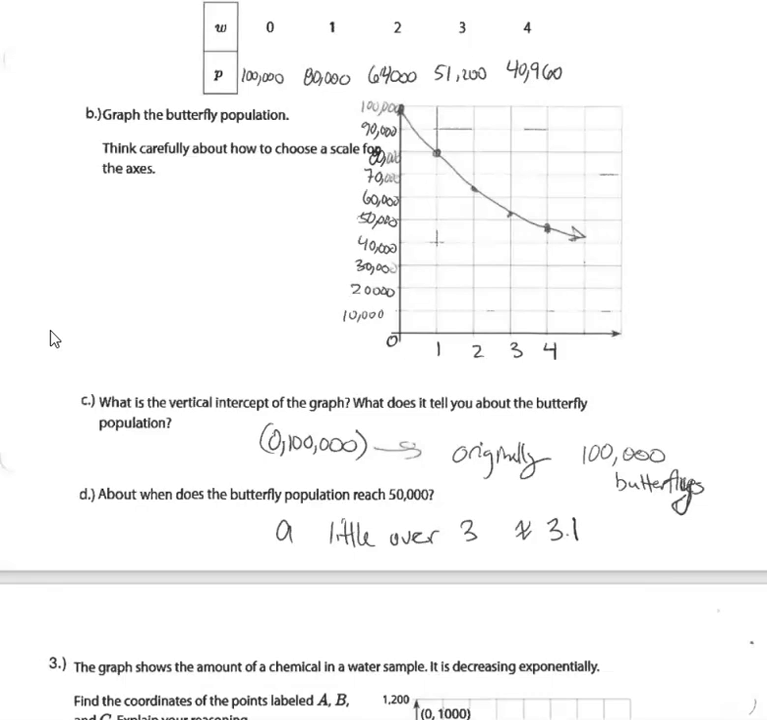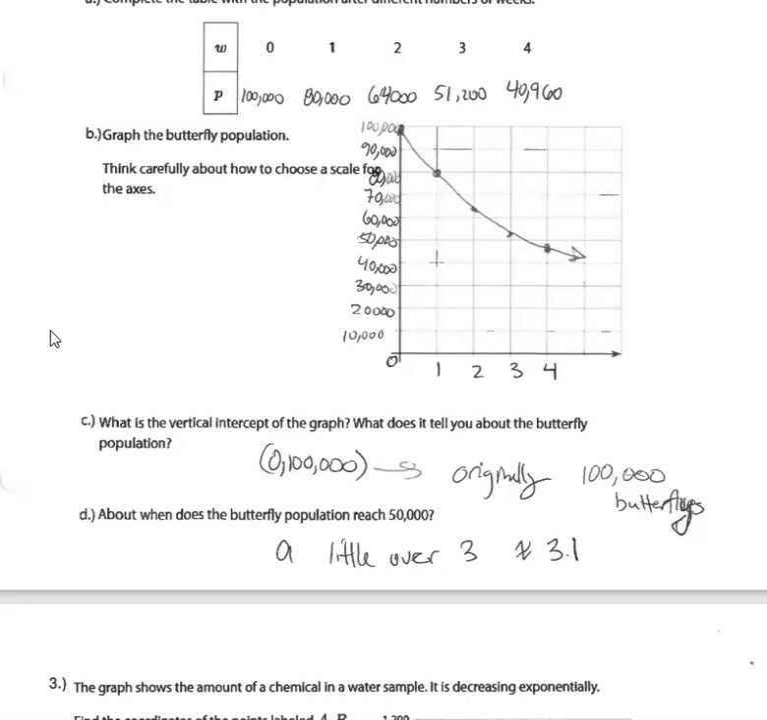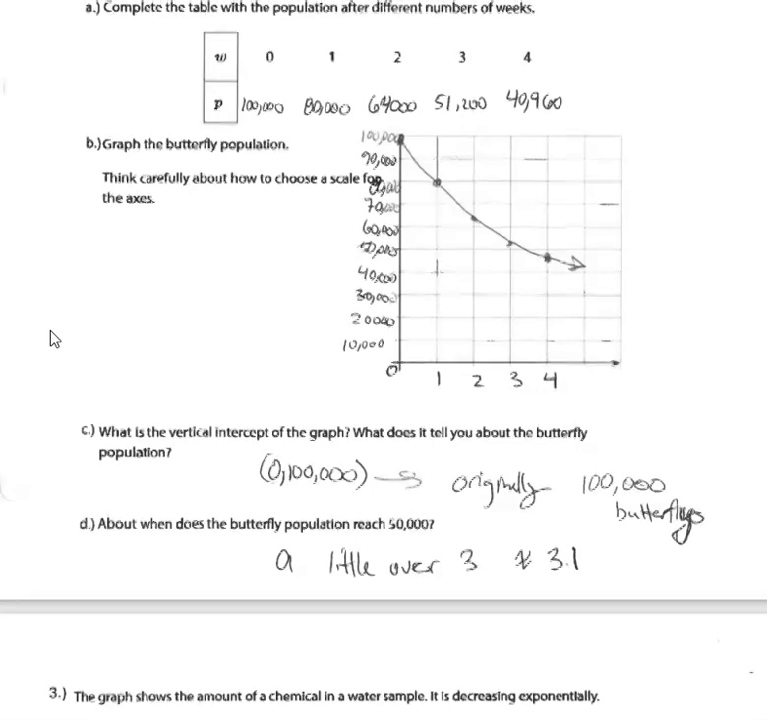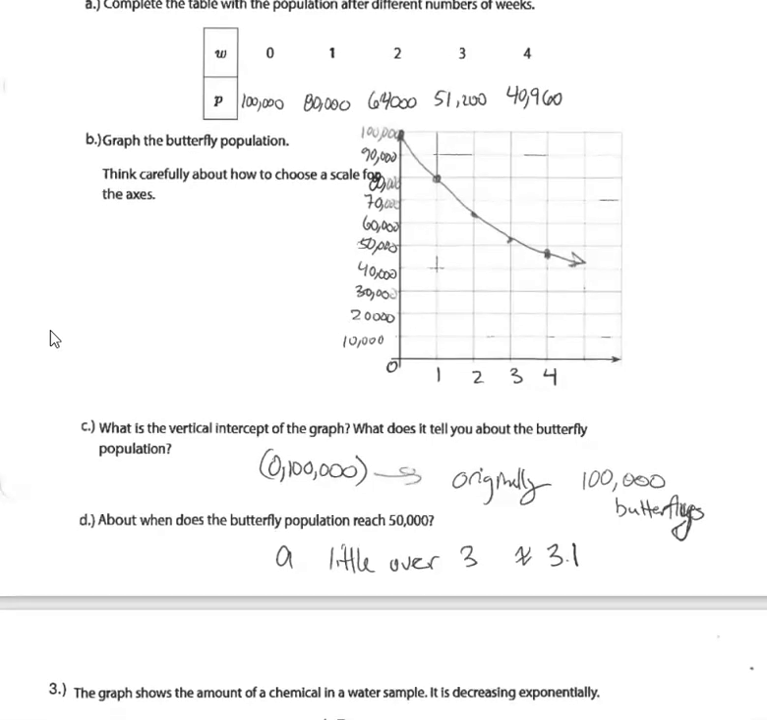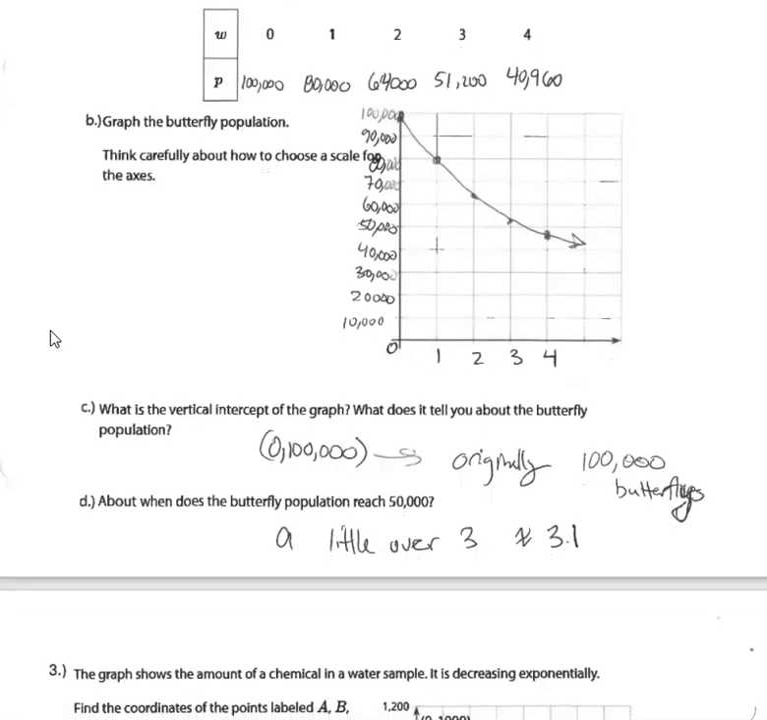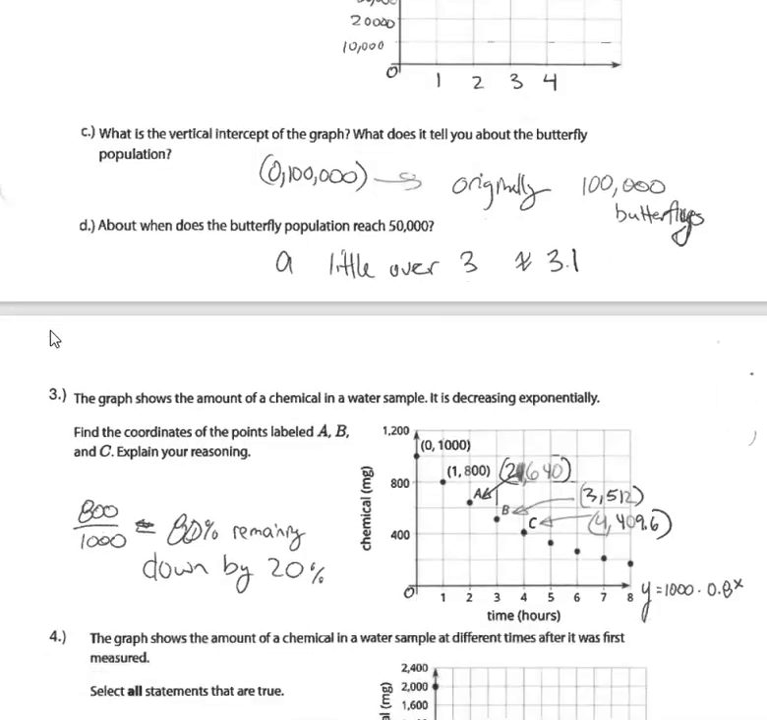Next one about when does the butterfly population reach 50,000? So first I looked at the graph to figure out what numbers I could start popping into my calculator. And it looks like 50,000 is a little bit after 3. So I just started testing out numbers like 3.4, too big, 3.3, still too big. And I found out it was right around 3.08 or something like that. I was just testing it out. When you get to Algebra 2, you'll learn how to solve this backwards, where you solve for the exponent. You have to use something called logs.